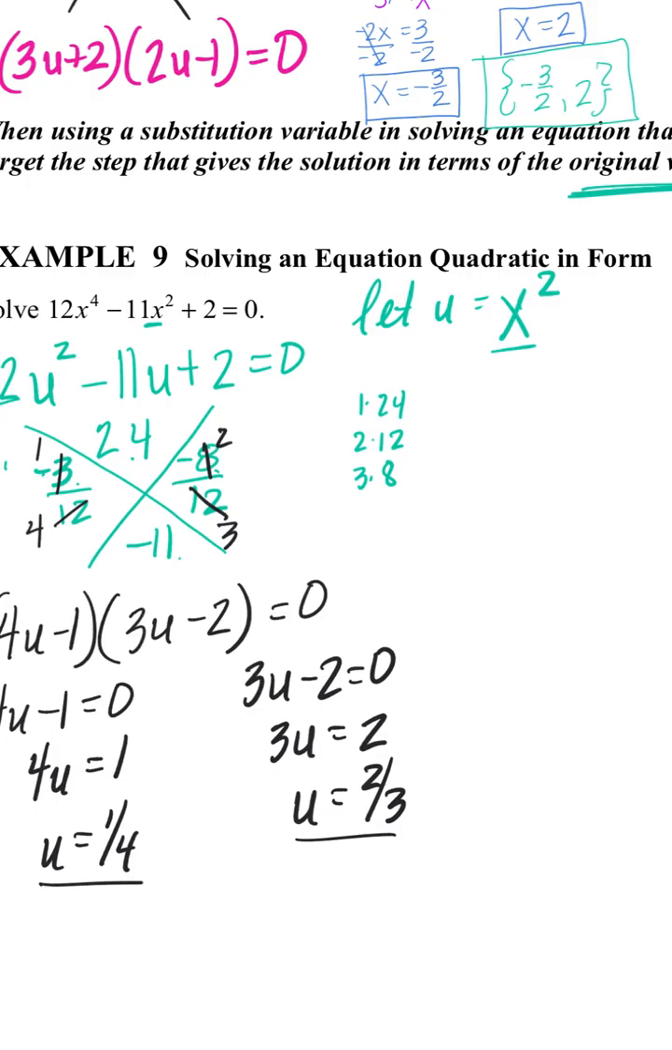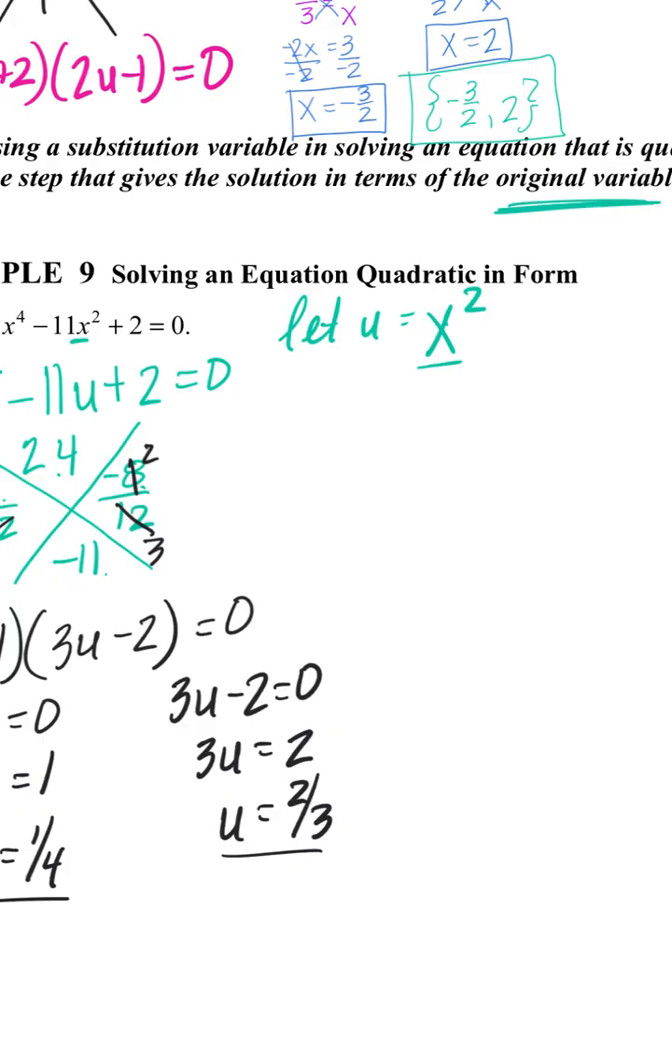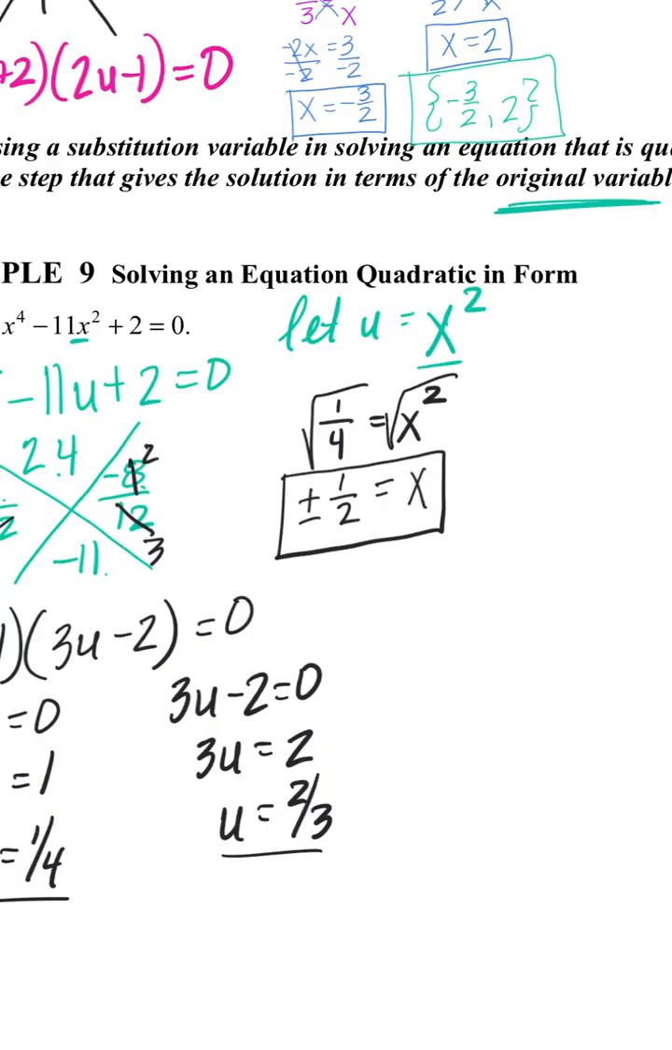So I have my two u's that I have to come back up here and plug in. I'm going to erase this thought here so I can use my space. So if u is 1/4, which equals x squared, then I have to take the square root of this. So that's going to be plus or minus. The square root of 1 is 1. The square root of 4 is 2. So I've got plus or minus 1/2.